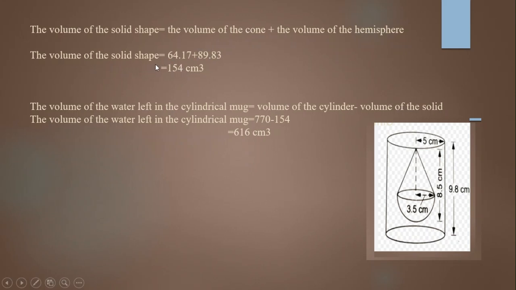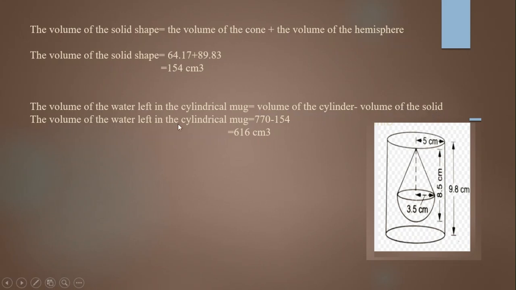The volume of the cone is 64.17 cubic centimeters and the volume of the hemisphere is 89.83 cubic centimeters. So totally, how much did we get? 154 cubic centimeters. Now only are we able to find the volume of the solid shape. But what is asked in the problem? We are asked to find the water left in the cylindrical mug. How will we get it? The volume of the water left in the cylindrical mug is equal to the volume of the cylinder minus the volume of the solid.